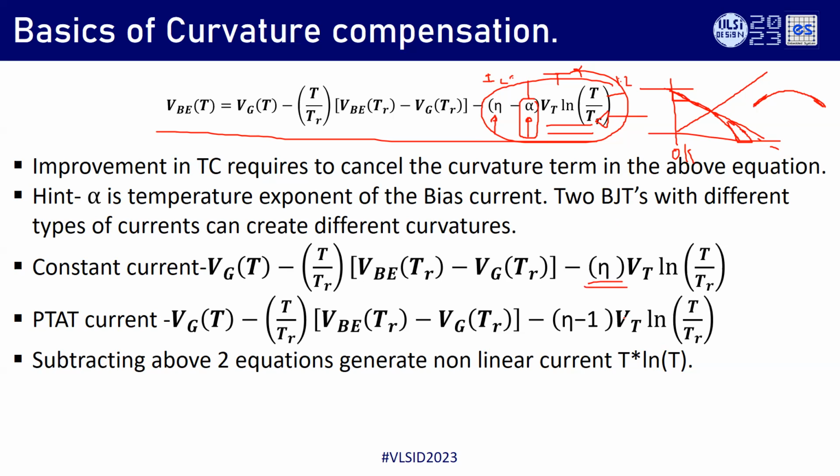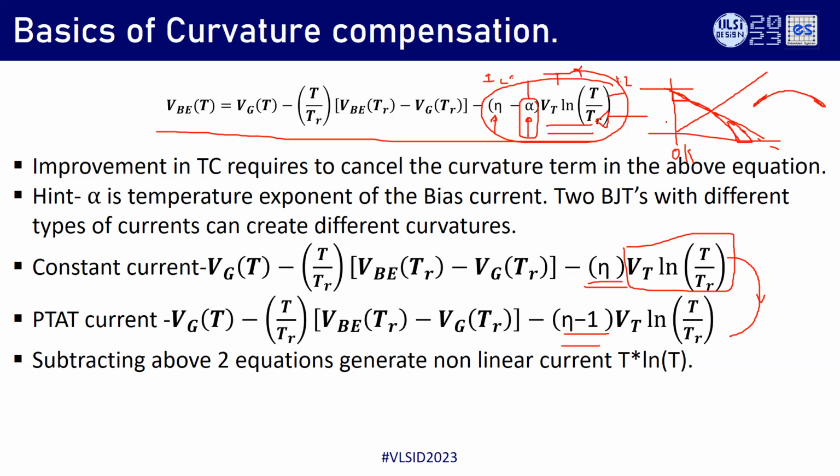What if alpha equal to 1? It will be like this. Now, what if we subtract these two? What will happen is these terms will be cancelled and only the VT ln term will be extracted, right? So now that parameter can be used to generate the nonlinear term. Okay, I hope everybody understood the principle.